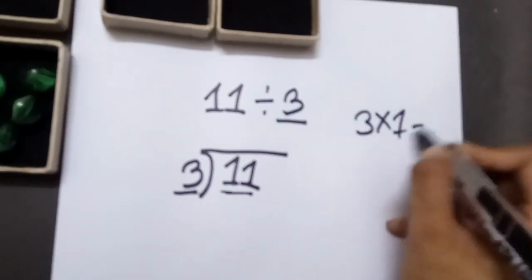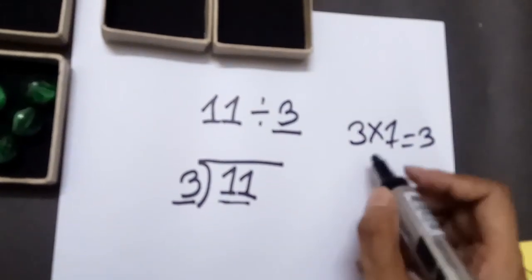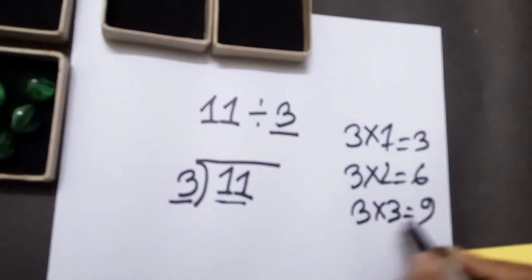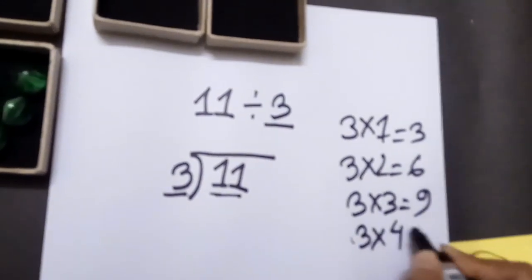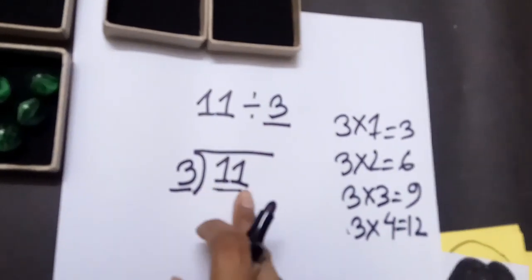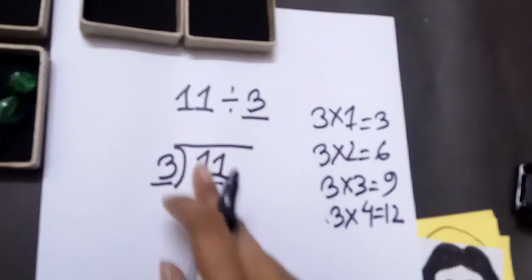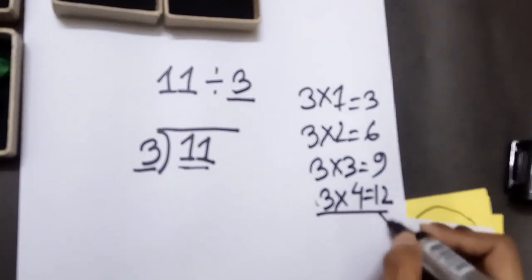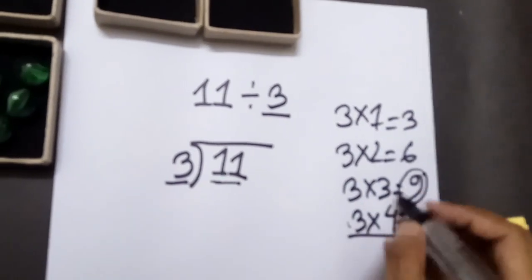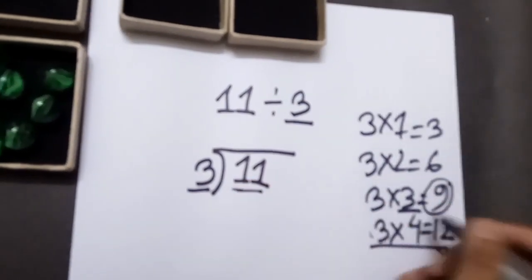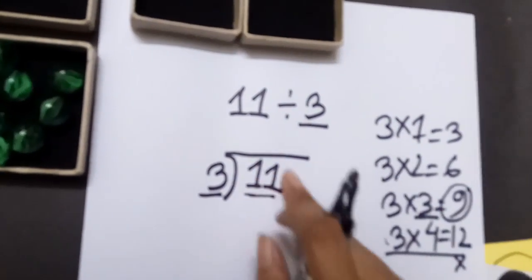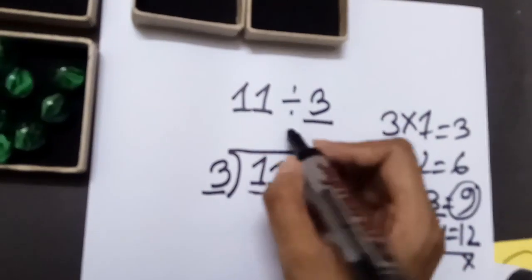Three ones are 3, 3 twos are 6, 3 threes are 9, 3 fours are 12. If we take 4, we will get more. That's why we can't take this. If we take this, we will get 9. So we will take 9. We will write 3.